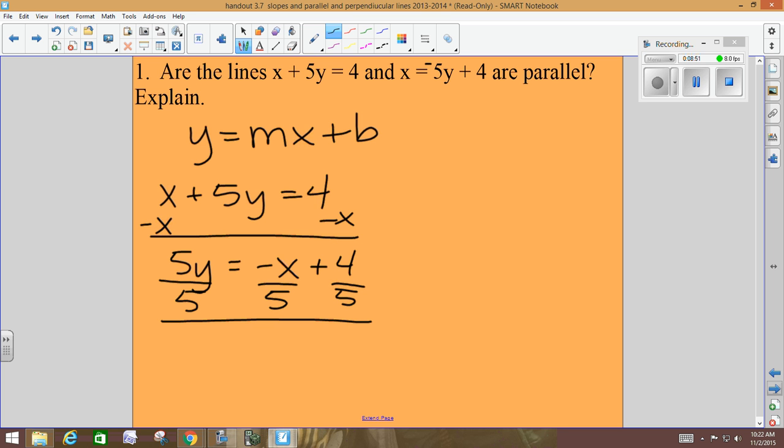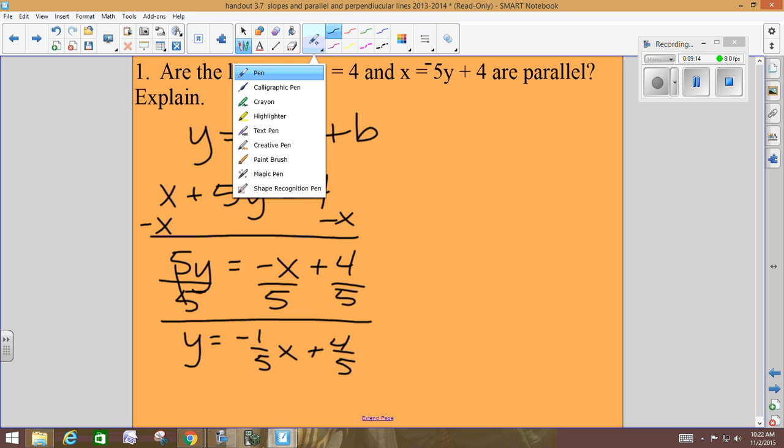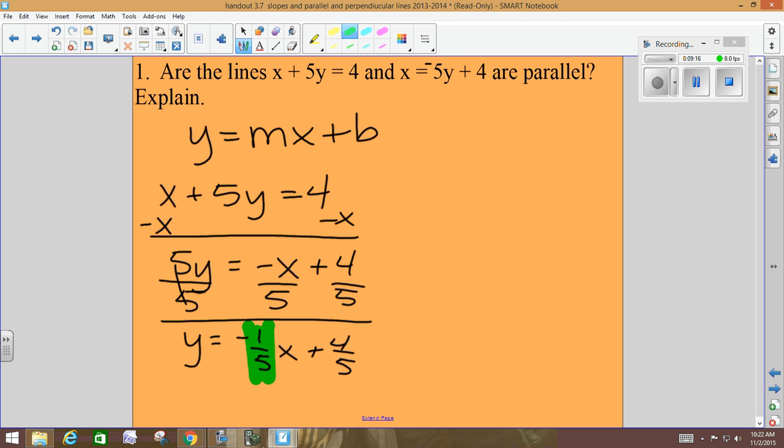Okay, thanks. Divide everything by 5. Y equals, what coefficient is in front of my x? A 1. So when you divide that, you get -1/5 x plus 4/5. What is the slope of this line? -1/5. Good.